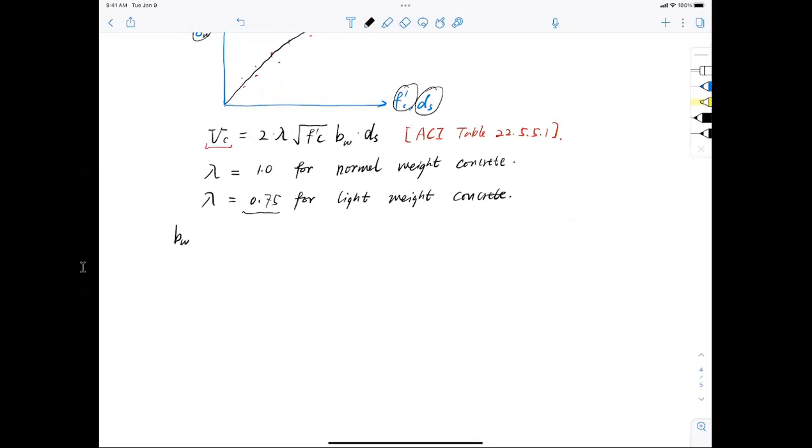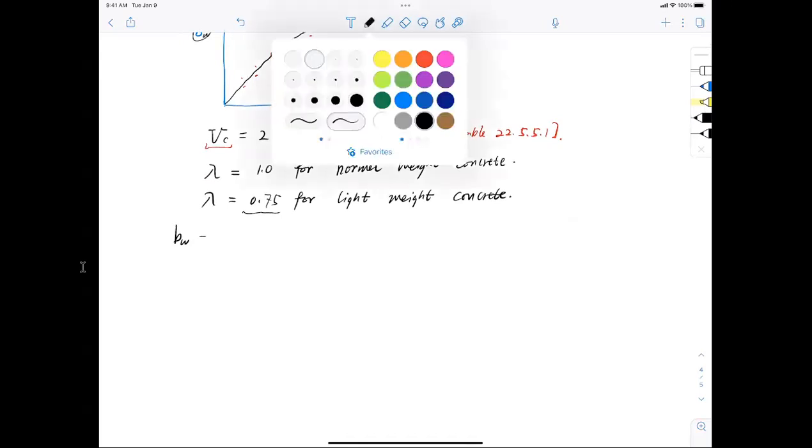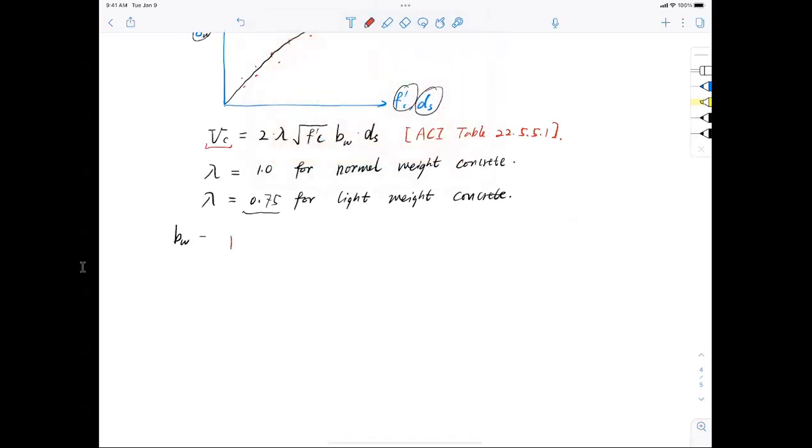BW is what? Well, BW is the width, right? But BW also is the smallest width that can cut across the section. To give you an example, what do I mean by smallest width? If I have a T-beam, BW is the width of the web. If I have a rectangular beam, BW equals the width of the rectangular section, just BW equals B.